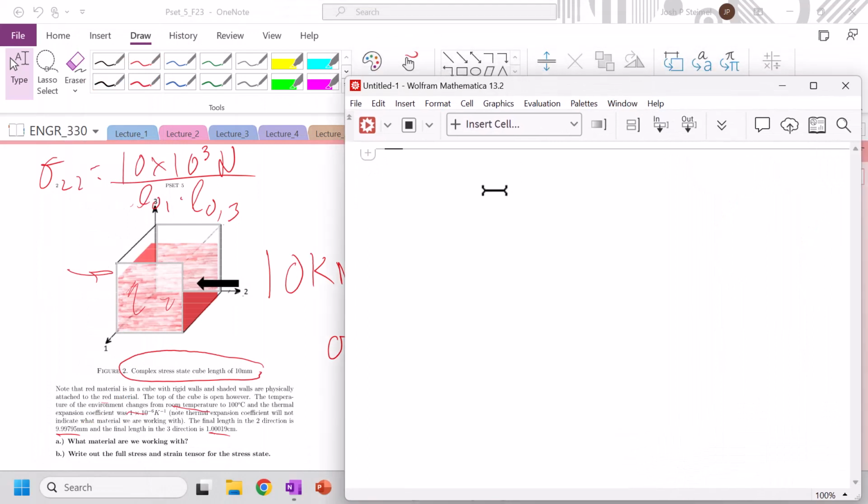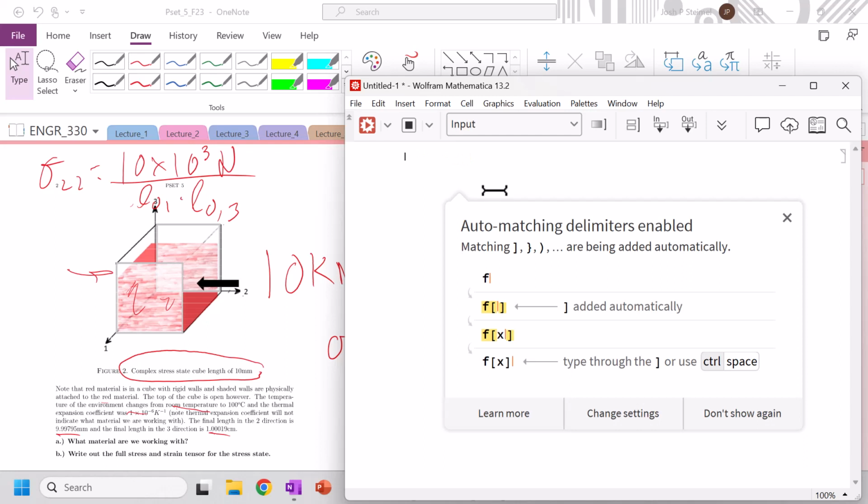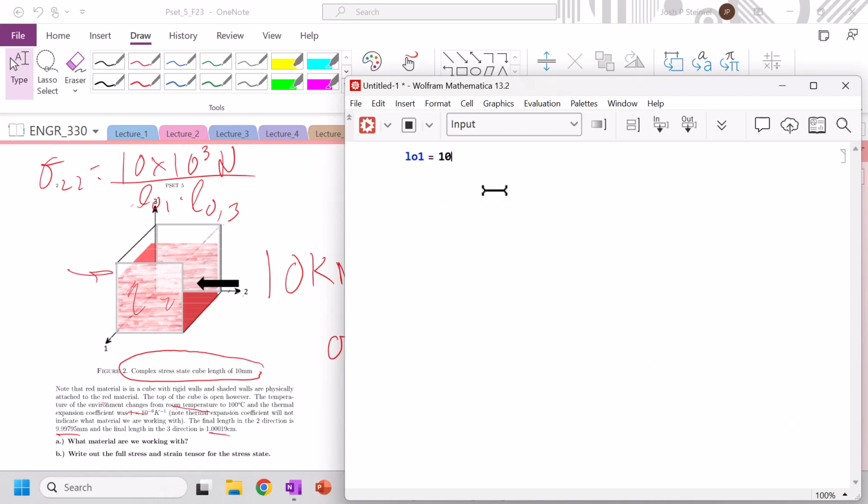So let's go ahead. We know that our sig 2,2 is equal to, actually, let's go ahead and denote L naught 1 is equal to 10 times 10 to the minus 3. L naught 2 is equal to L naught 1. L naught 3 is equal to L naught 1.